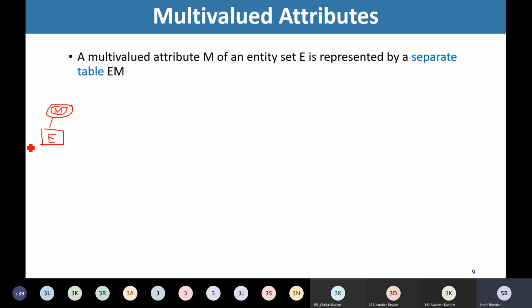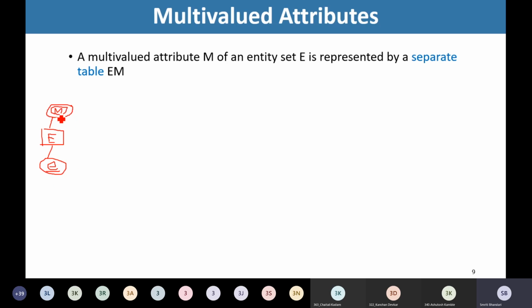And now I am going to convert it into my relational model. So I want to have a table now associated with this entity set. So how to deal with this multi-valued attribute M? If I am having a multi-valued attribute M, then I will create a separate table for this multi-valued attribute. Suppose for this entity set E, I am having the primary key, say small e, which is my primary key. And this is my multi-valued attribute.